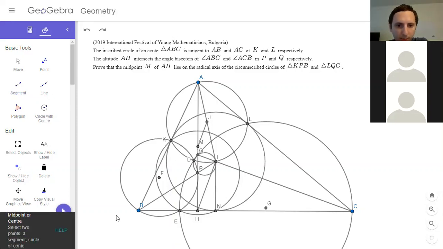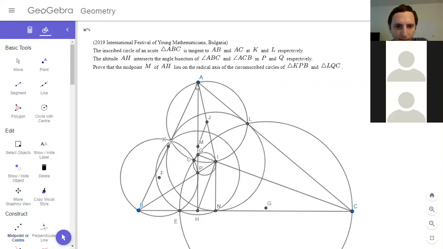Yeah, so what if we label the midpoint of AB? Then MO is parallel to BH. Then we would have JO is parallel to BI.